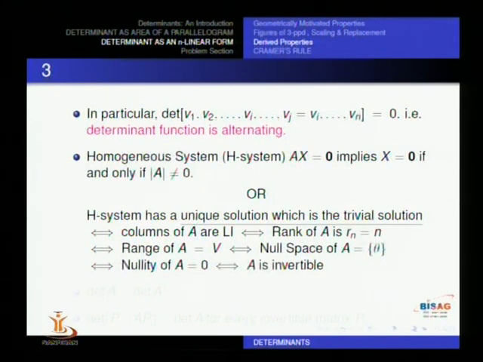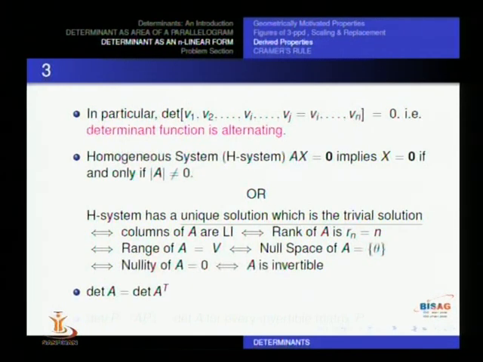Simultaneously, when the columns are linearly independent, we can say the rank is full. So when the rank is full, we say the rank of A is n, which implies that the range is the entire vector space V, and so there is no null space. Actually there is a null space, but it is the zero null space. We sometimes call it no null space. No non-zero vector is available in the null space. So the dimension of the null space, the nullity, is 0, and hence it implies that A is invertible. So these are some consequences of taking the determinant non-zero and talking about the H system.